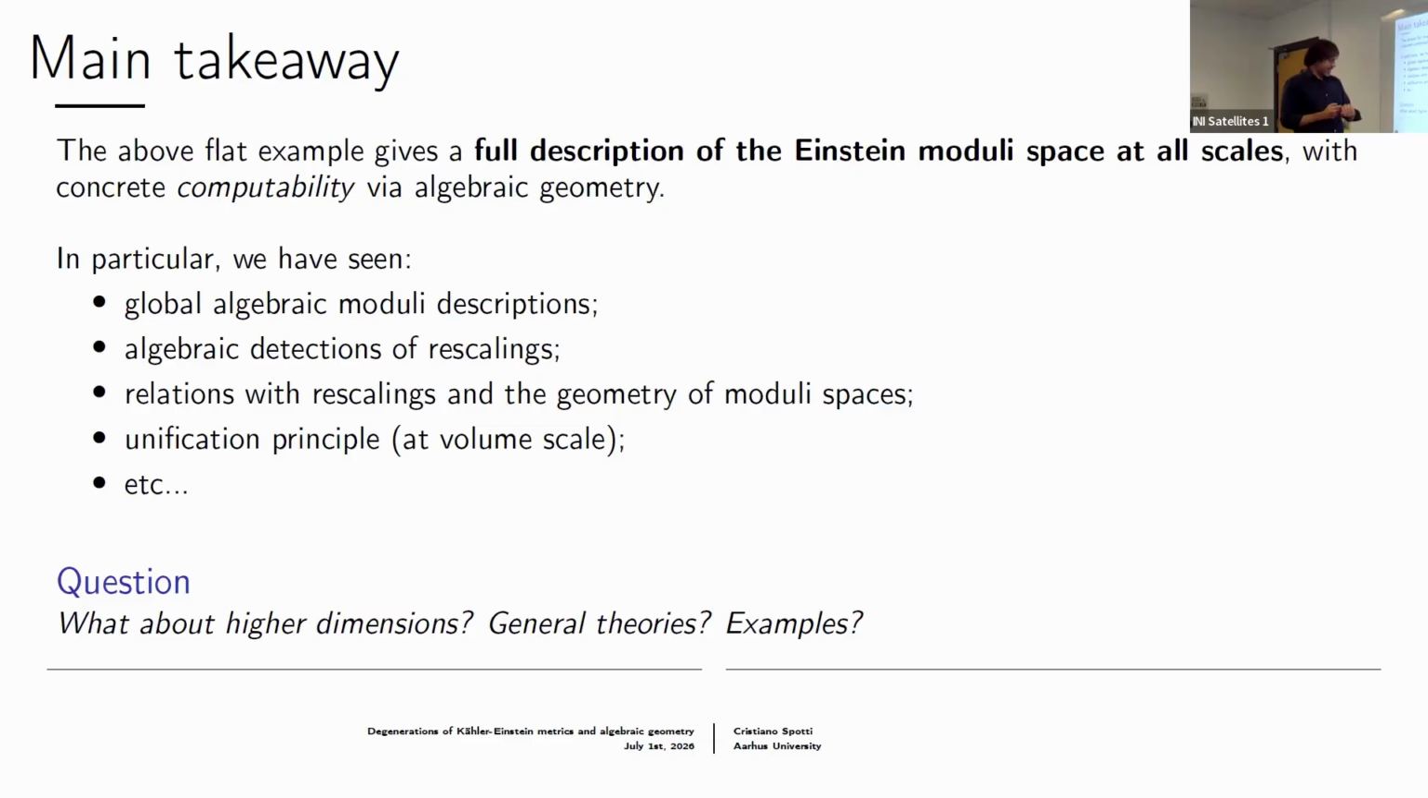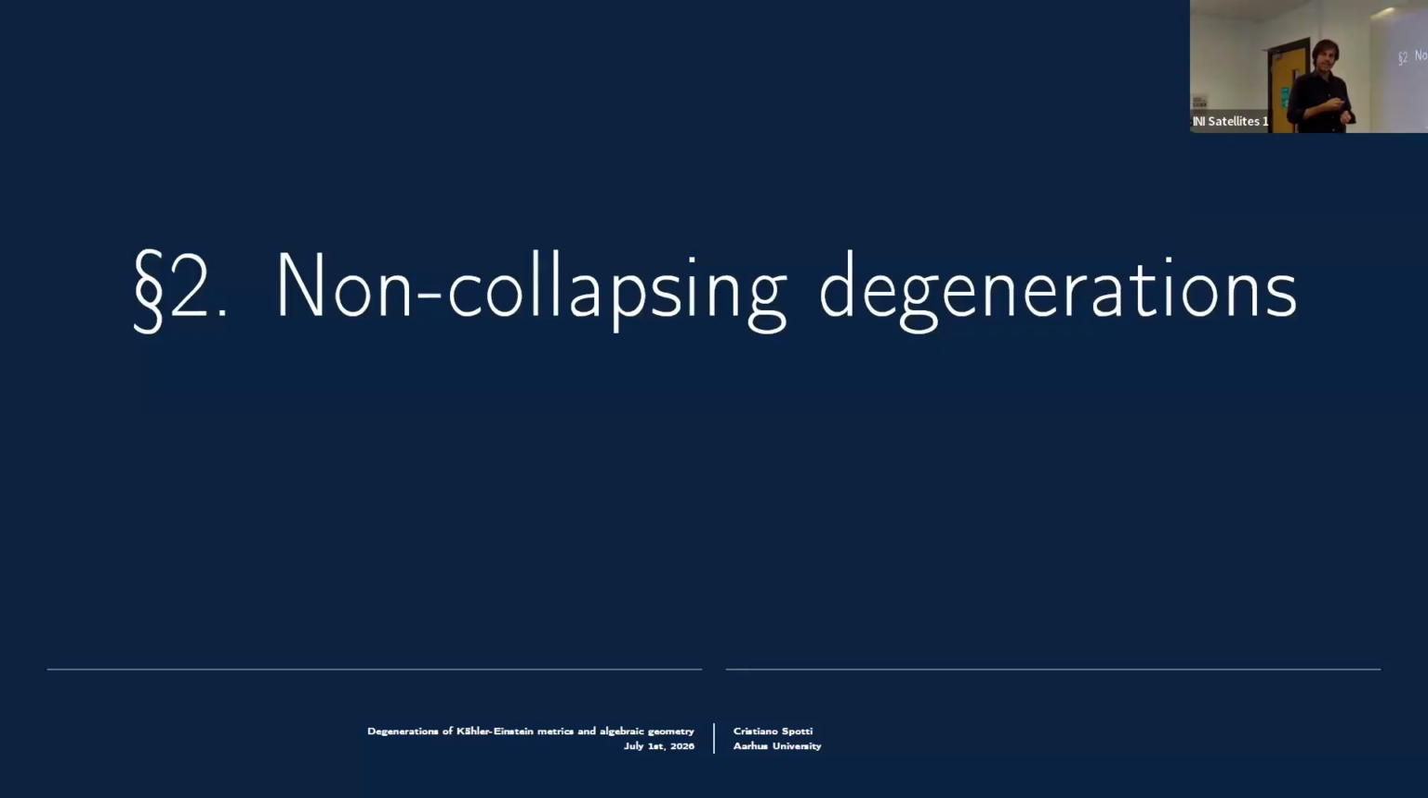So that's the example. The main takeaway is that with this idea of looking at a different scale, we get a full description of this Einstein moduli space of a flat metric. And algebraic geometry helps to get a global algebraic description, but also encodes aspects of rescaling and gives some sort of unification principle. But now the question is, what about higher dimensions? If we go above, things get much more difficult because we don't have explicit solutions to the Einstein equation.